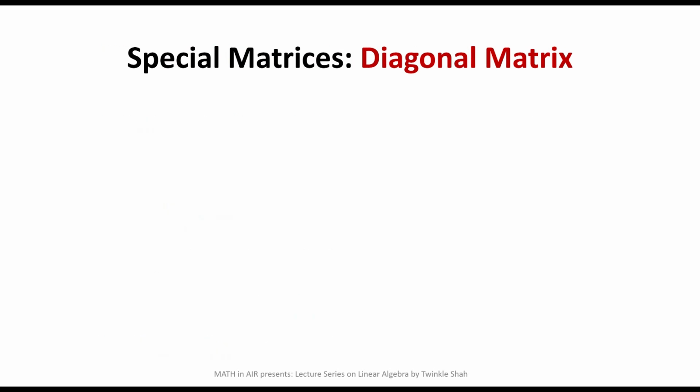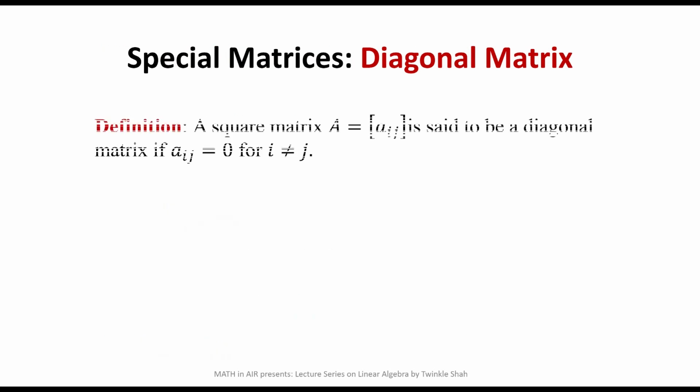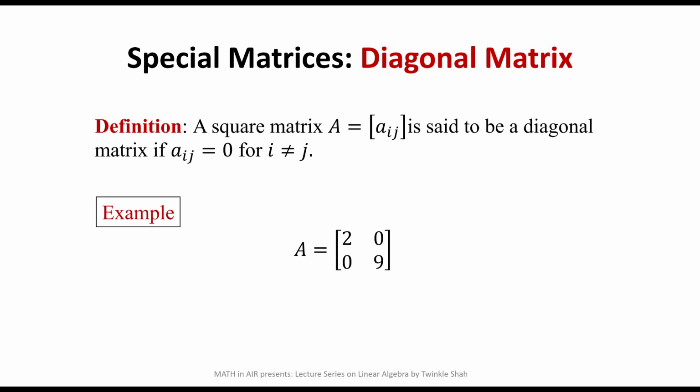Now let's understand the definition of a diagonal matrix. A square matrix A is said to be a diagonal matrix if A sub ij equals 0 for i not equal to j. For example, here we have a 2 by 2 square matrix A. In this matrix, the entry A sub 1 2 is equal to 0 and the entry A sub 2 1 is also equal to 0. Therefore, matrix A satisfies the definition of a diagonal matrix. Hence, matrix A is a 2 by 2 diagonal matrix.